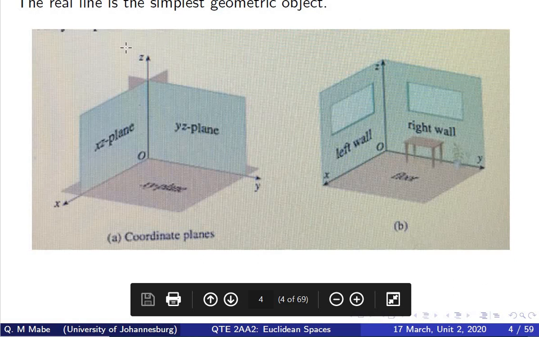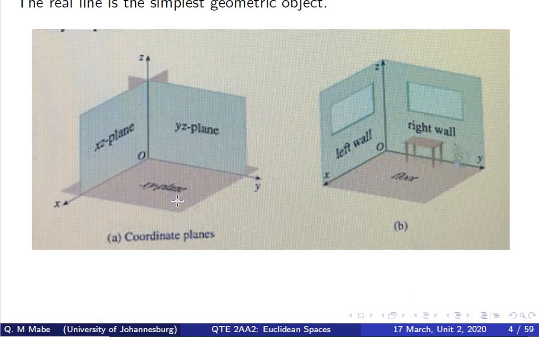For instance, this is the R3 coordinate system. It has the z-axis. If we are on the xy plane, you can think of the xy plane as the floor. So a point in the xy plane is just a point on your floor where the z-axis is just 0. And a point on an xz plane is just a point on your left wall where the y-axis is 0. And a point on the yz plane will just be a point on your right wall where your x-axis corresponds to 0.